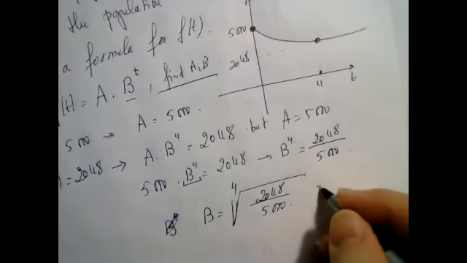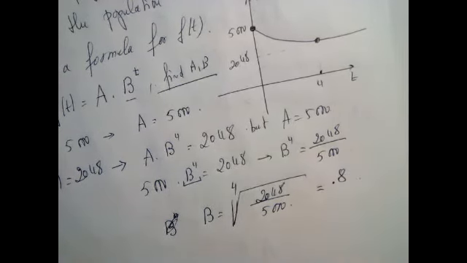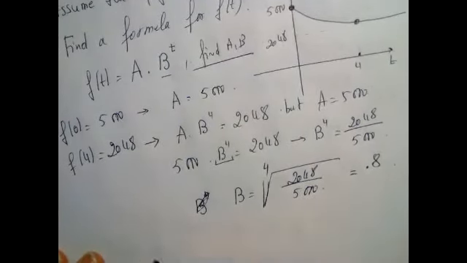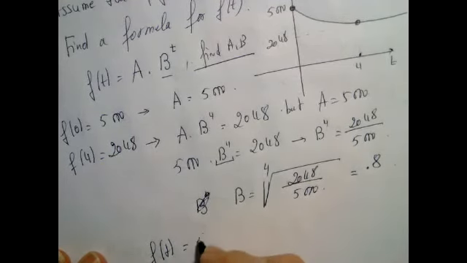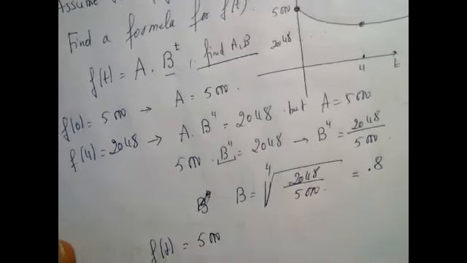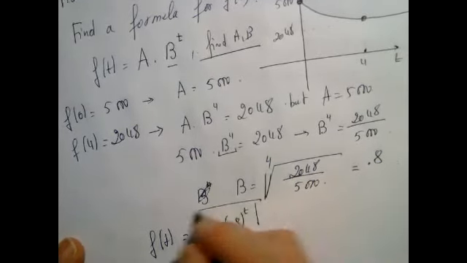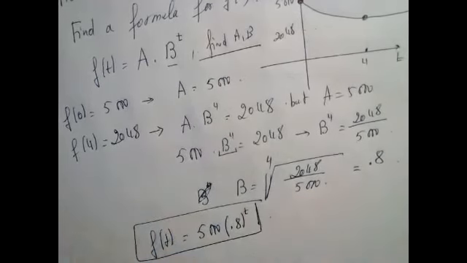Okay, I'm getting 0.8. So we know that things are decreasing, so the B has to be less than 1. So finally, f of t equals, the formula for the population is initial times 0.8 to the power t. That's the formula for the population.